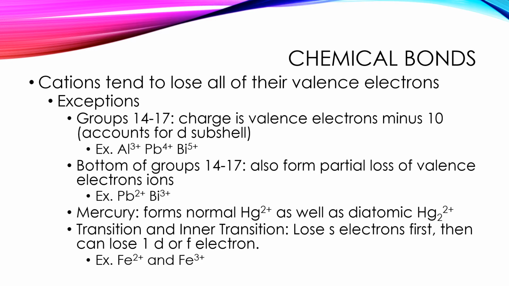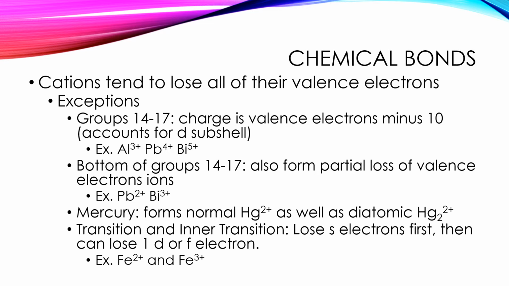And then our transition and inner transition metals, those are always going to lose their s electrons first. That's why we mentioned before, +2 is a good assumption for the charge of a transition metal, but some of them can lose a d or an f electron, and so that's where we can get these varying charges like iron 2+ or iron 3+.